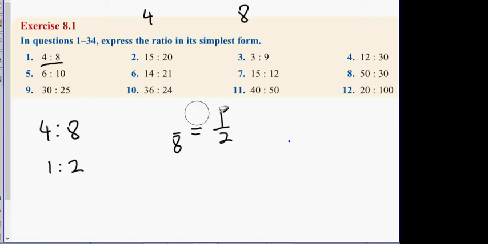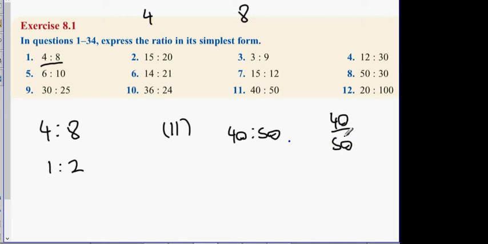Now, look at number 11. 40 is to 50. Get 40 divided by 50. Now what happens then? You just get rid of the 0, and what happens next? 4 over 5, which is the same ratio as 4 is to 5. Isn't that easy? One person gets €4 for every €5 the other person gets.